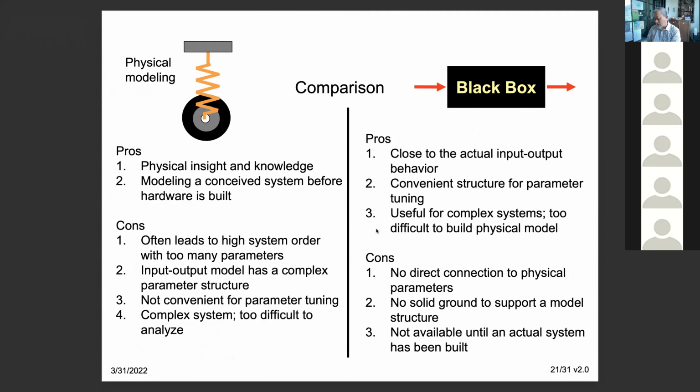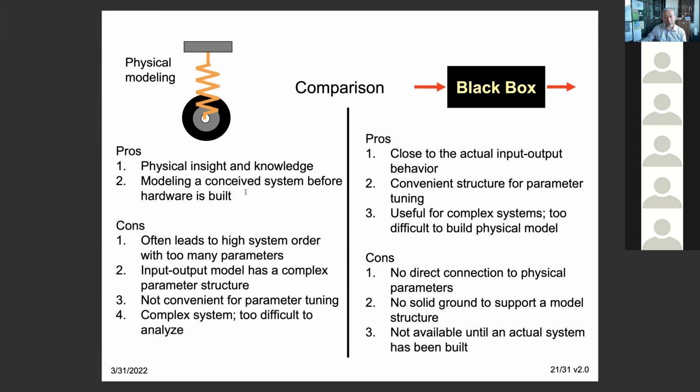By comparing between the empirical and the first principle model, I can see that physical modeling has pros and cons, similar to the black box, which also has pros and cons. So let's look at the physical modeling. Okay, the advantage of it is physical insight and knowledge. We have the knowledge, we can derive using the laws that are already there and model a conceived system before hardware is built. So we can simulate it. We can run it using a computer program before we really build up the hardware.